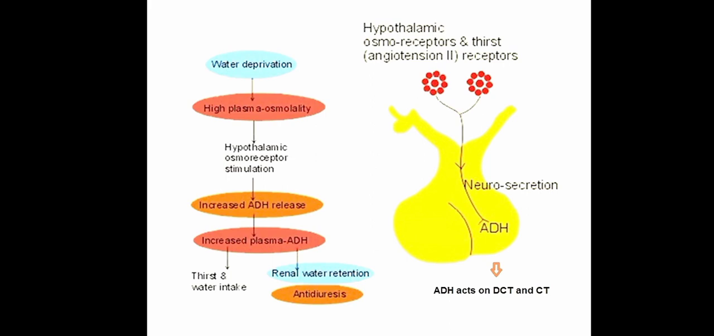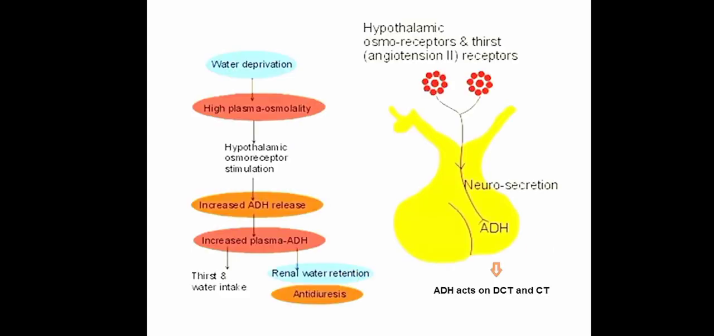Now, what is the pathway? How will it be regulated, and where is the role of the kidney? The osmoreceptor ADH feedback control system operates in our body. What is this system? The osmoreceptor ADH feedback control system, which maintains the water balance of our body. So this is the osmoreceptor ADH feedback control system.